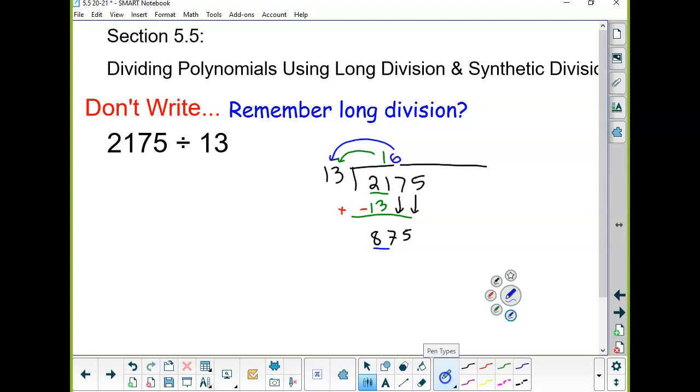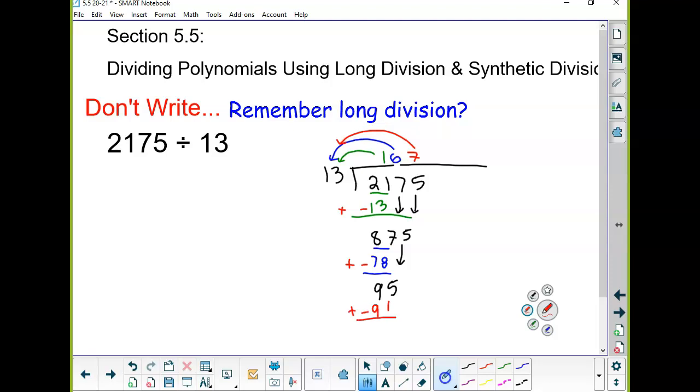And what was that? That was 78, I believe. And then we're going to think of this as adding the opposite. Okay, and I know it's subtraction, but think of it as adding the opposite. When I add those together, I get 95 left over because the 5 drops down. And then I want to think, how many times does 13 go into 95? Well, I just checked 7. So 7 times 13 was 91. And we're going to add the opposite. Then I'm left with 4.